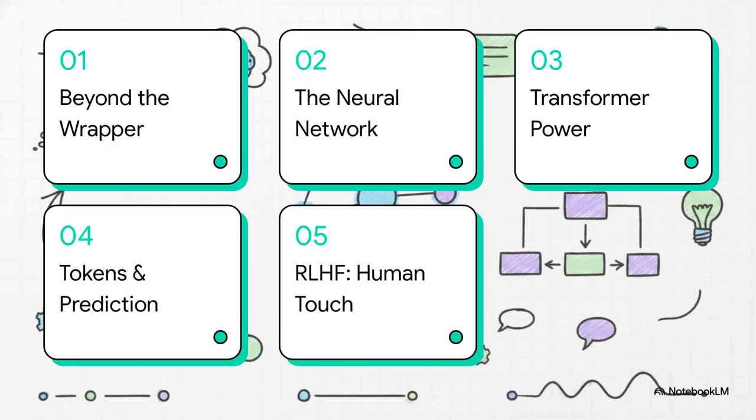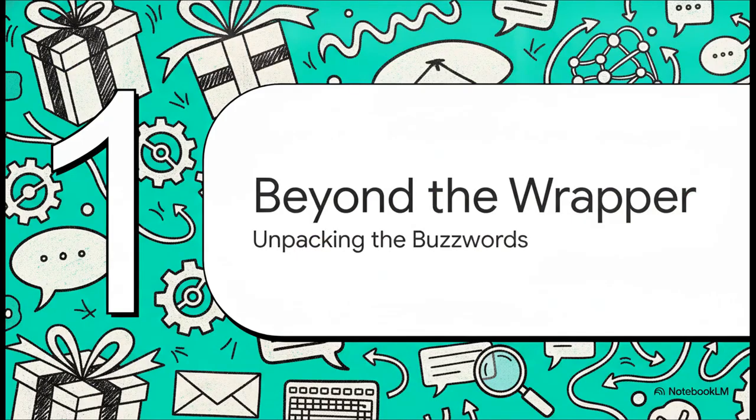To crack open this seemingly magical black box, we're going to break the underlying tech down into 5 totally intuitive blocks. We'll hit beyond the chatbot wrapper, inside the neural network, the power of transformers, tokens and text prediction, and finally, the human touch with RLHF. All right, kicking things off with Section 1, Beyond the Chatbot Wrapper, Unpacking the Buzzwords.